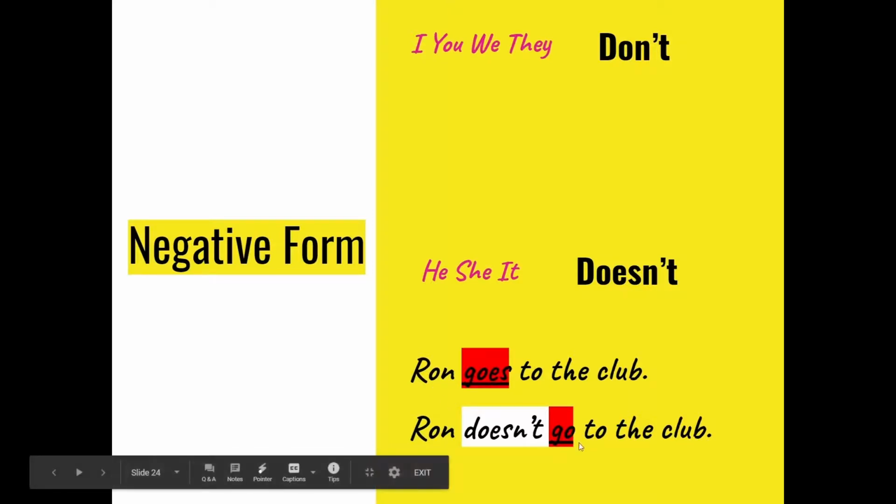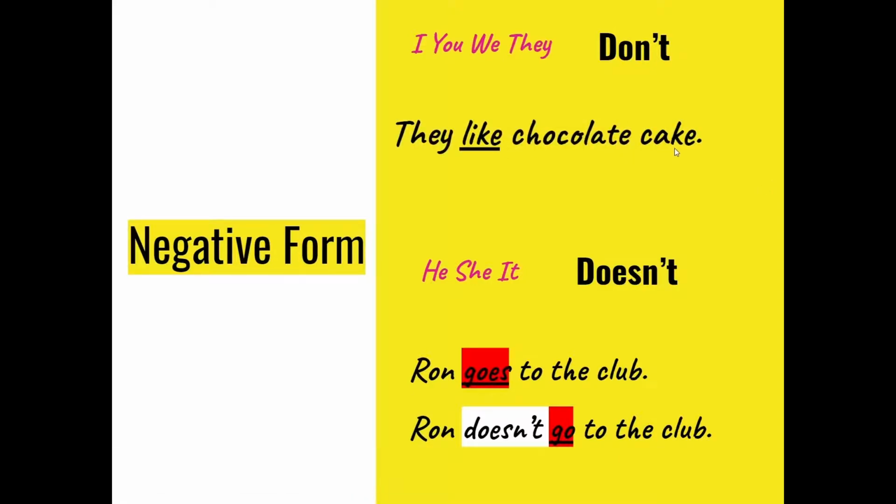Ron doesn't go to the club. How is this sentence formed? Ron, this is the subject, doesn't, plus the verb in the infinitive. Let's take another example. They like chocolate cake.